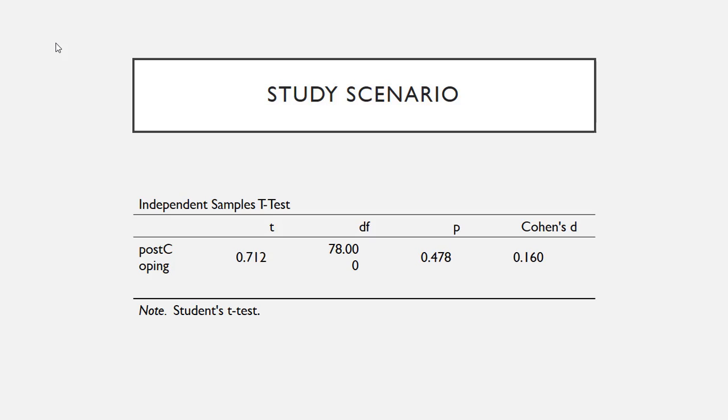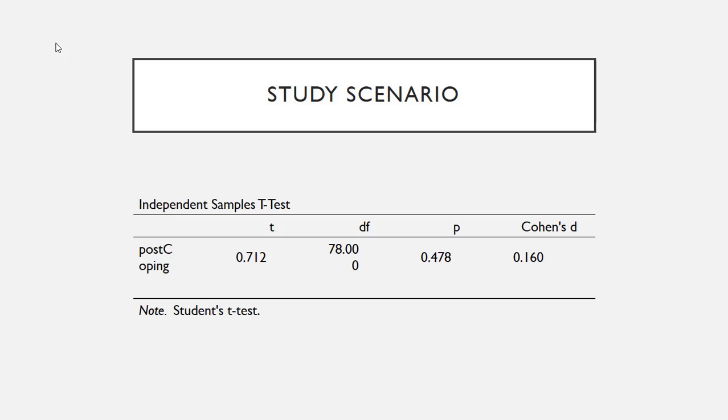Before I get there, though, I'm going to look at the degrees of freedom, and it's 78, so that just means that all told, there were 80 people in this study. The groups may or may not have been equal. But you take n minus 2 for the degrees of freedom in an independent samples t-test. The p-value that was obtained is 0.48. I'm rounding it to 0.48.